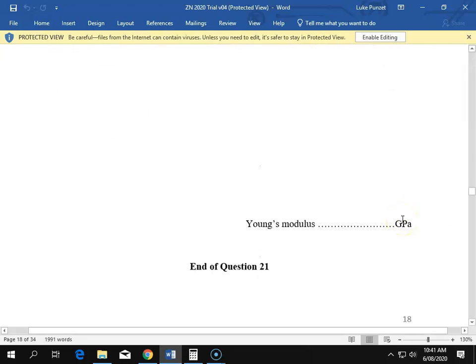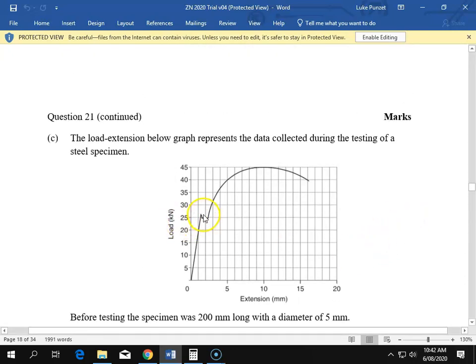Now I played with these numbers a little bit to make sure that the number was something close to the values we see for steel. What is the value for steel? Does anyone know? Okay, so the yield strength for steel is about 300 megapascals. The Young's modulus is about 210 gigapascals.